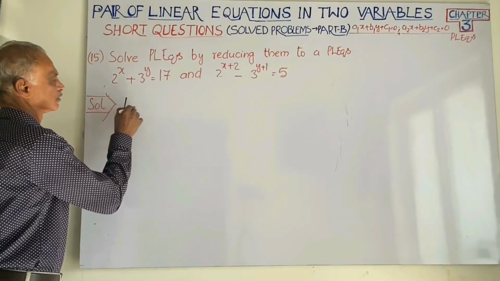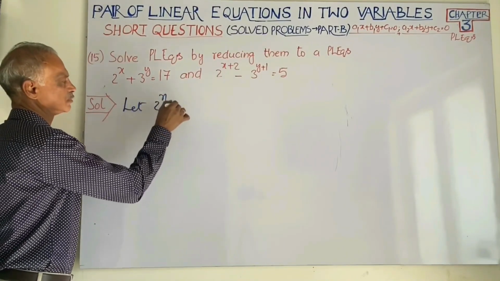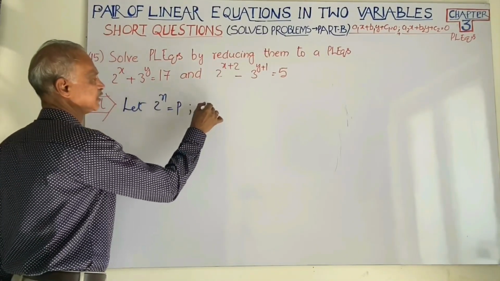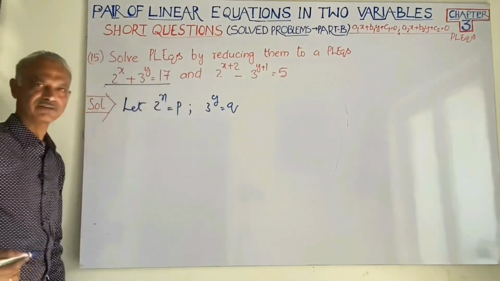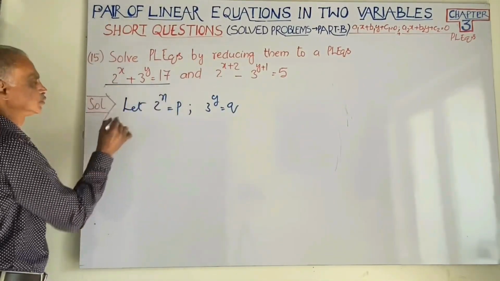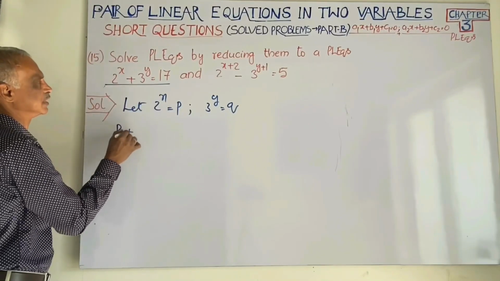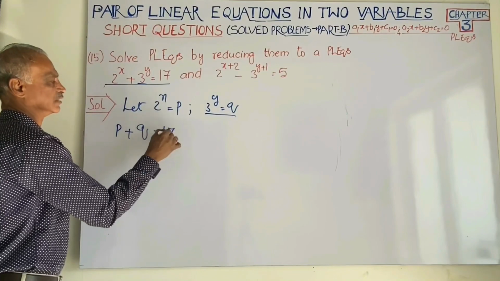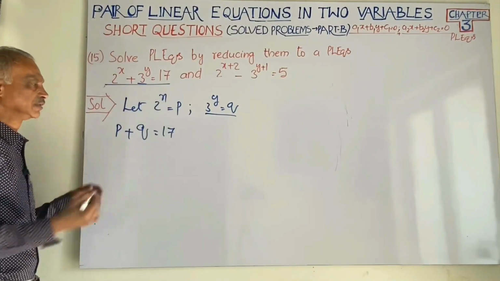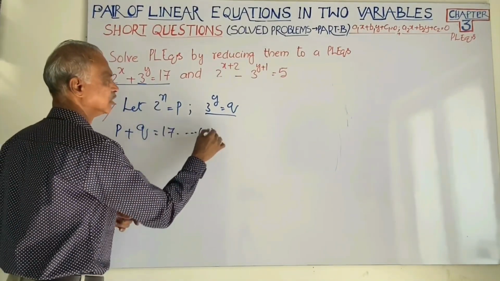Let 2 to the power of x be equal to p and 3 to the power of y be equal to q. This equation can be written as 2 to the power of x, meaning p, plus 3 to the power of y, meaning q, is equal to 17. Next, this is equation 1 you have.